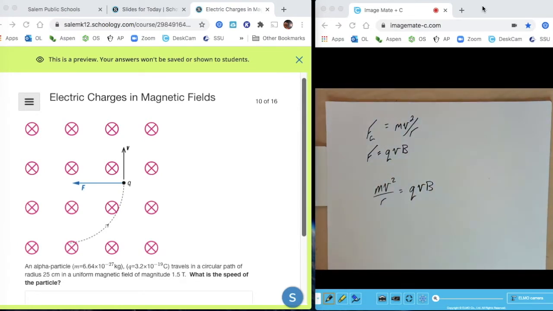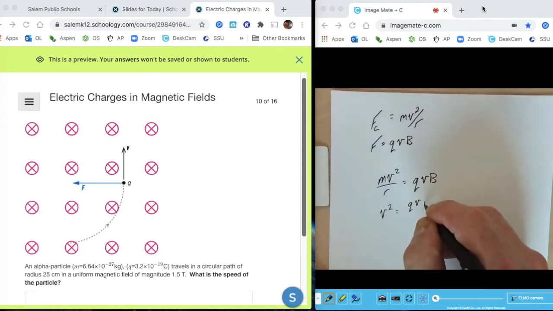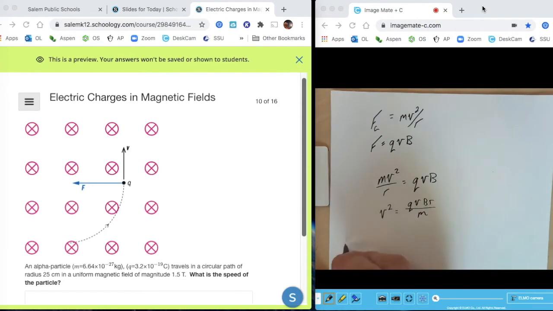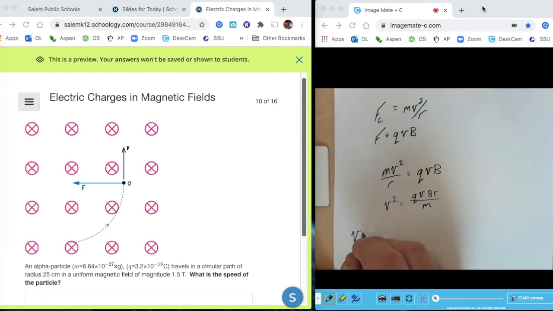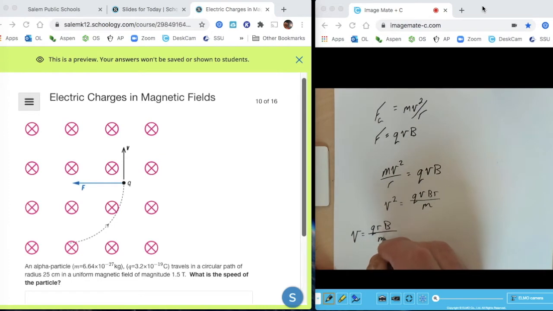Okay, now let's simplify a little bit. I think this one asks what's the speed. So we just have to solve for v here, right? I'm going to multiply both sides by r and divide by m, and I get v squared is qvBr over m. But let's divide both sides by v, because I have a v here and a v squared here. So in general, the speed of the particle will be qrB over m. Okay, that's not the answer to number 10, but it's the formula for number 10, and you have all these quantities.